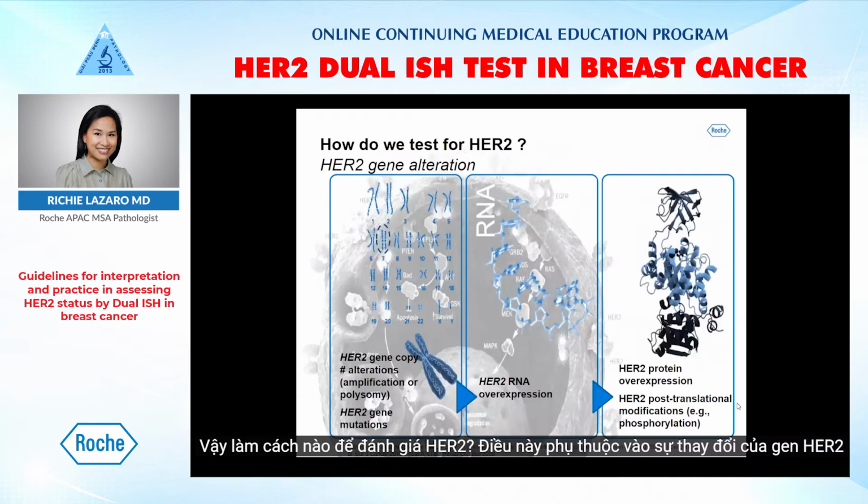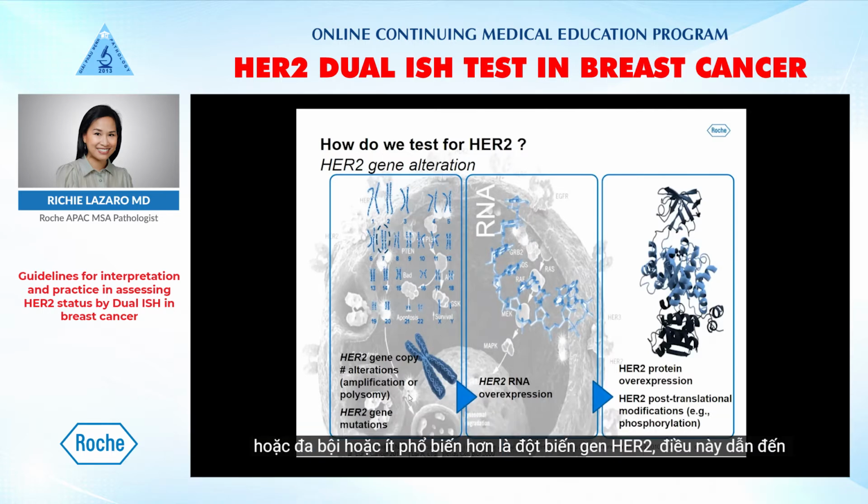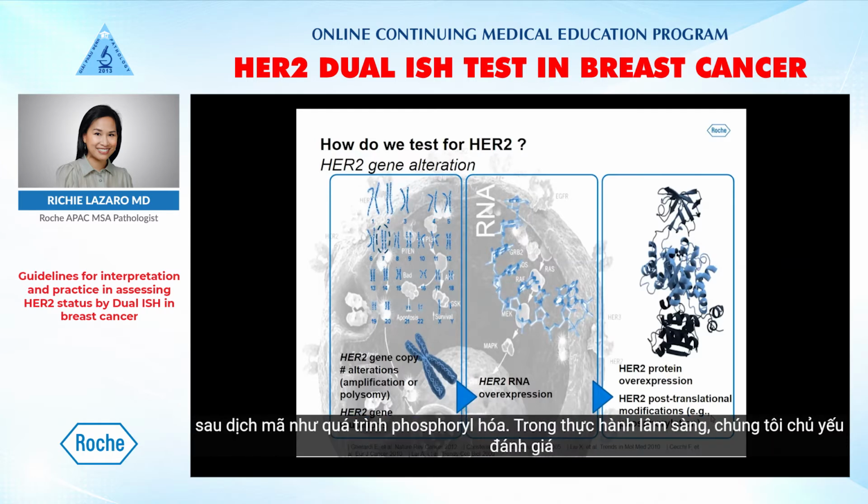How do we test for HER2? It depends on the HER2 gene alteration for evaluation. Most commonly, we test for HER2 gene copy number alterations, such as amplification or polysomy, or less commonly, HER2 gene mutations, which lead to HER2 RNA overexpression and HER2 protein overexpression and post-translational modifications such as phosphorylation.